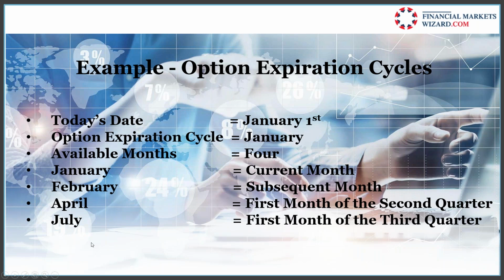So whenever you open a chain, let's say you ask, why doesn't it list March? I want to buy March. March is not listed because the option belongs to the January cycle. Okay, so far so good. Let me explain further.